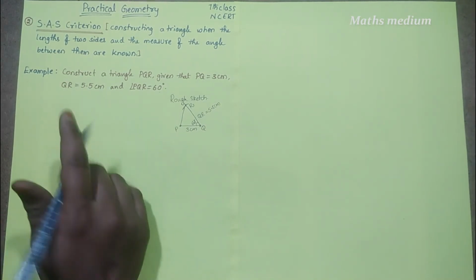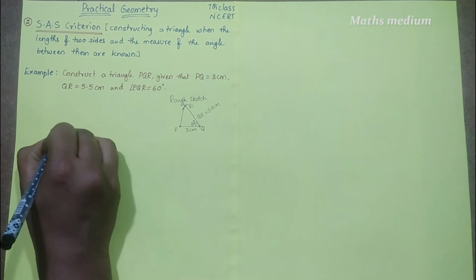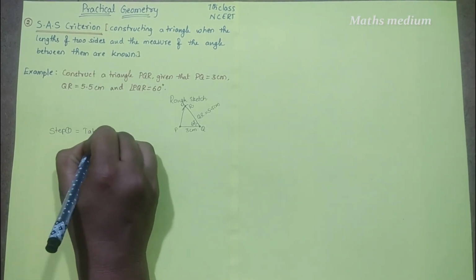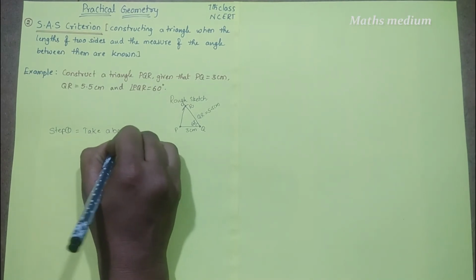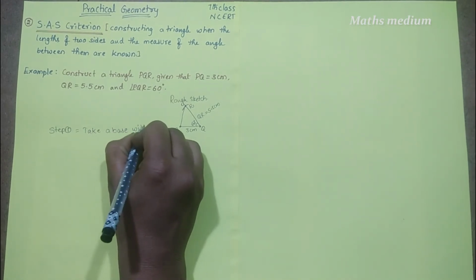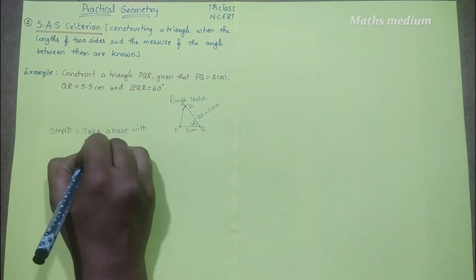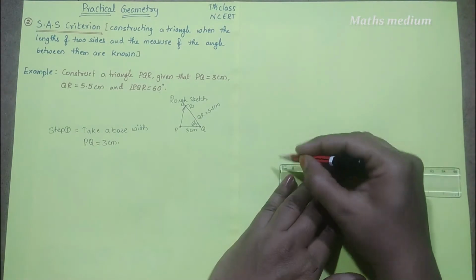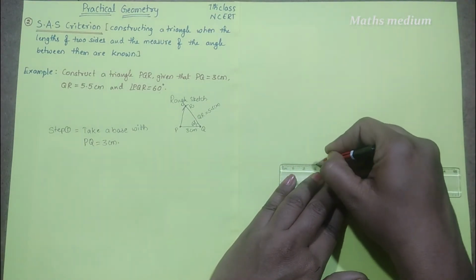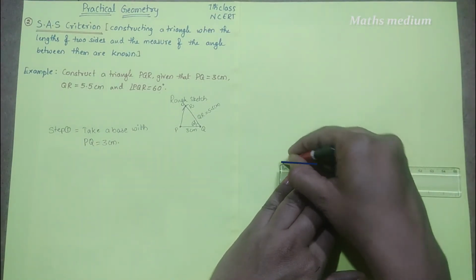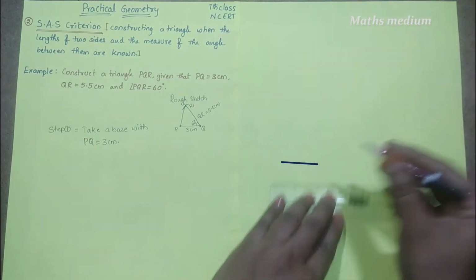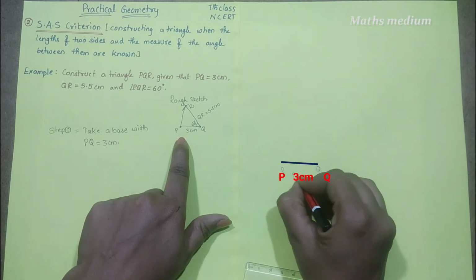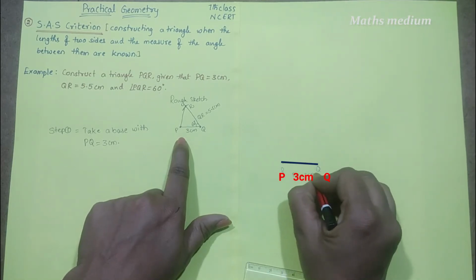So let's start with step 1. Step 1 is take a base with PQ is equal to 3 centimeters. Now take the scale, marking 3 centimeters like this. See, this is 0 and this is 3, as PQ is equal to 3 centimeters.